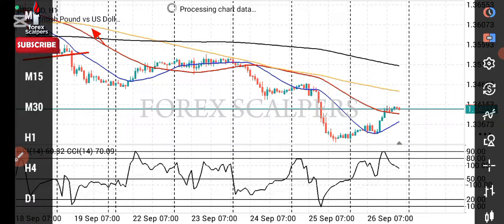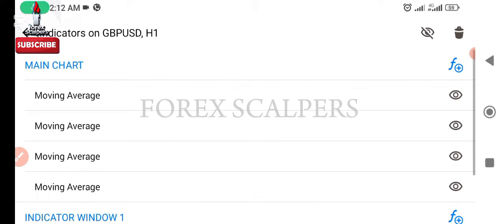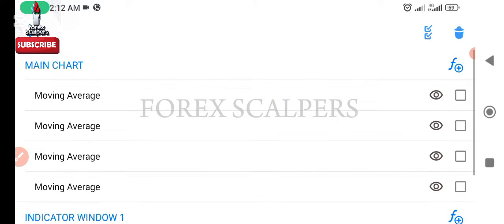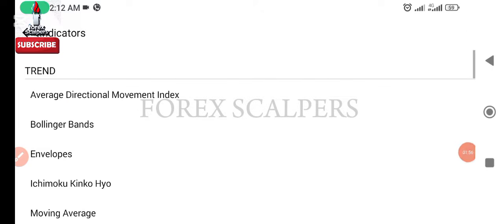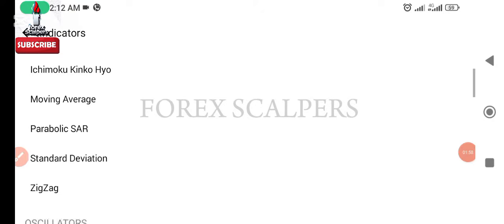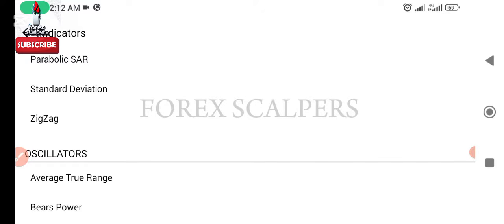For this purpose, I will delete all the indicators on my window first. So here are the indicators on my window list. So let me delete this. I'm going to add a new indicator right away. Click on your indicator setting, you can easily click on this, the Zigzag Indicator. So that is the indicator that I'll be using.